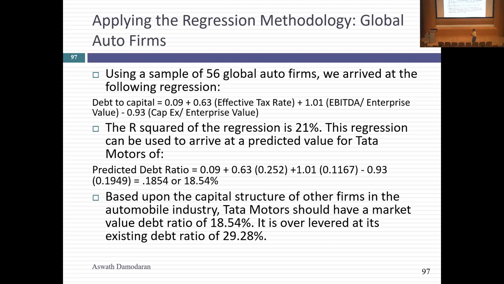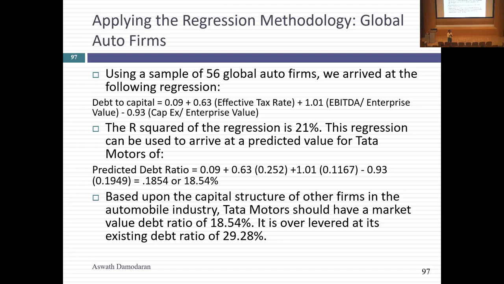Given how other automobile companies are borrowing money, it looks like Tata Motors is over-levered. It has too much debt. It was outside the range. In fact, I computed the range, and it was outside the range. It's over-levered. This is good news, because if I'm trying to convince Tata Motors that they're over-levered, remember the cost of capital approach, I concluded they were over-levered.